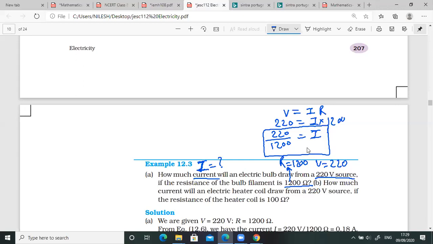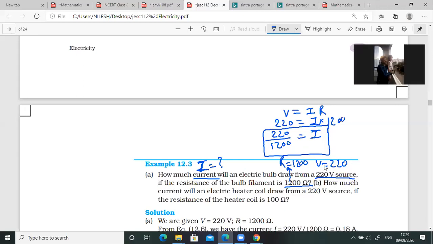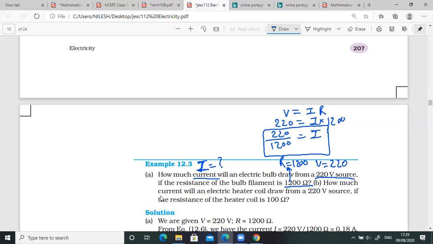Don't sit quietly without doing anything. How much current will an electric heater coil draw? Again, how much current?